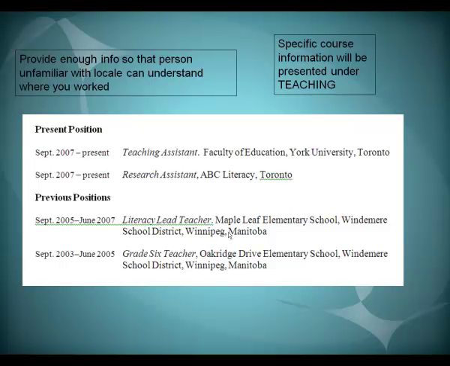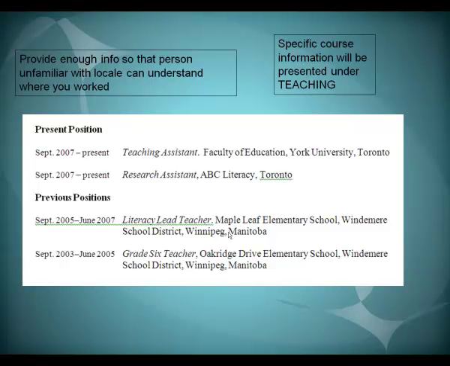If you work for an association that's related to education, like an ABC Literacy, you need to say where that was located. Now, Toronto is a large enough city that you don't need to say anything else. Everyone in the world has an idea of where Toronto is. However, if you were working in a smaller city, you'd need to give the province, or you need to give some more information.